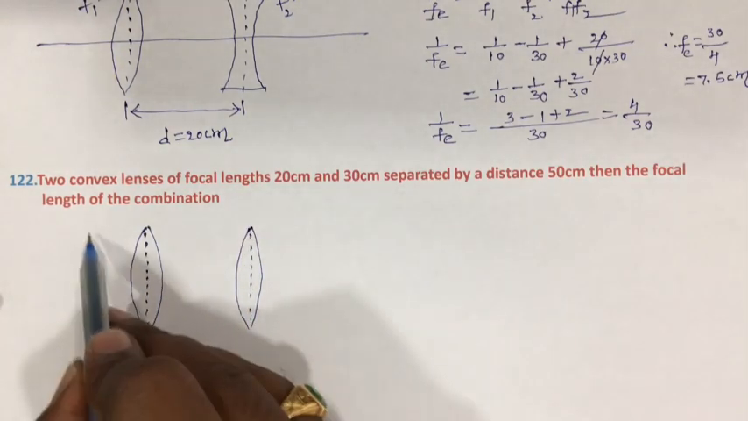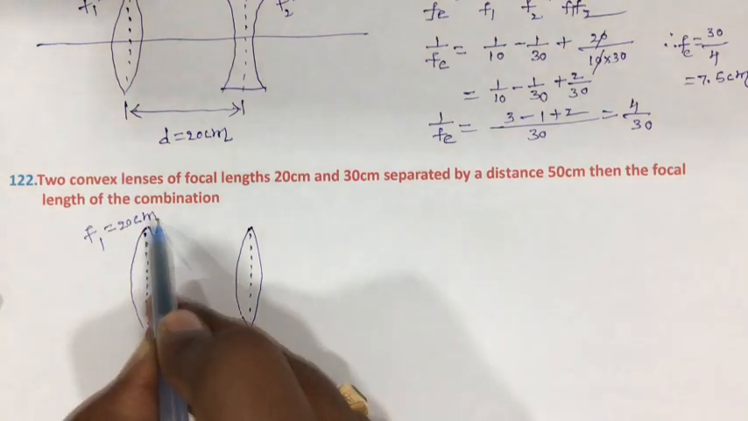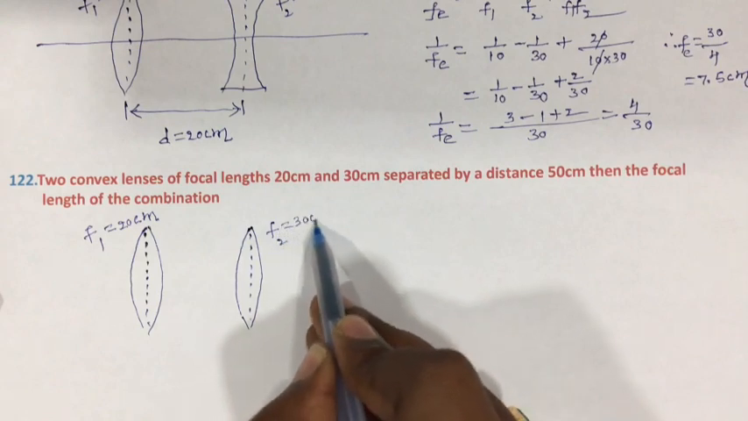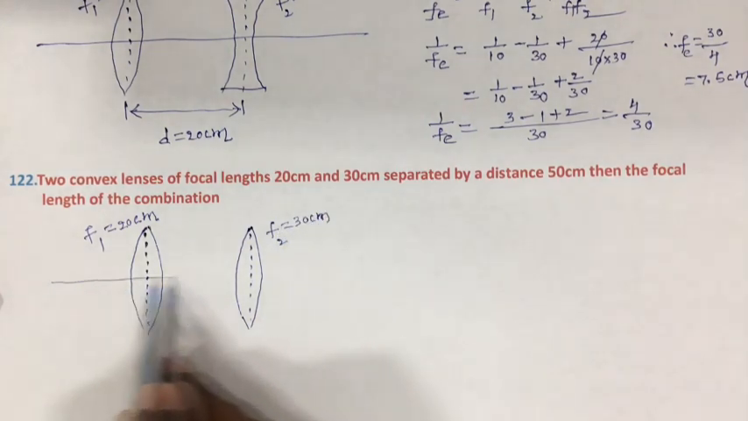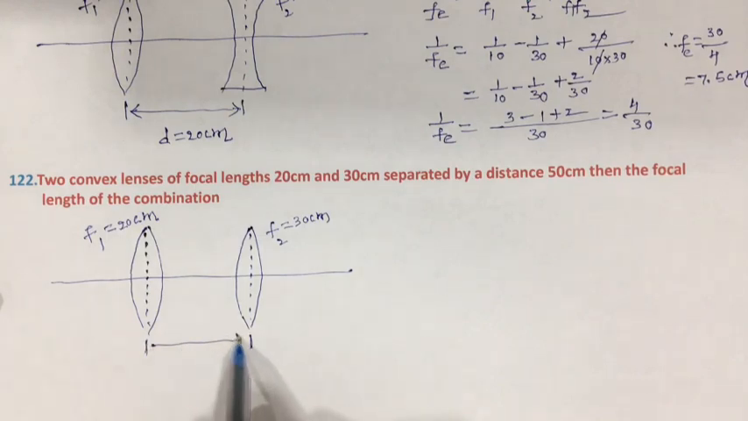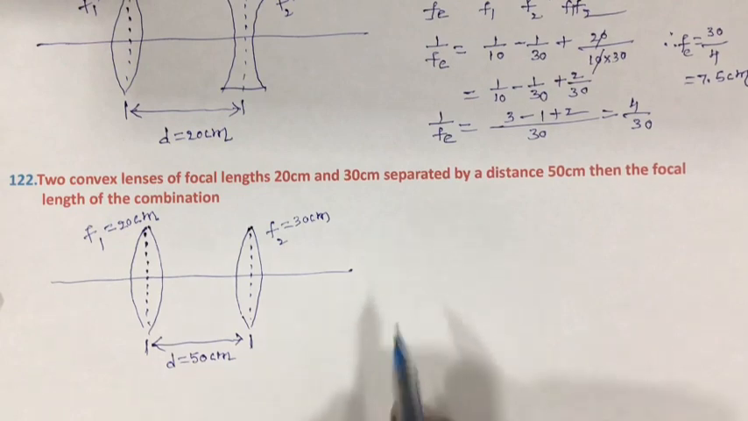The focal length of this one, f1, is equal to 20 centimeter. The focal length of the second one, f2, is equal to 30 centimeter. So this is the principal axis. The separation between the centers is 50 centimeters. So 50 centimeters is the distance between two lenses. Now the effective focal length of the combination.